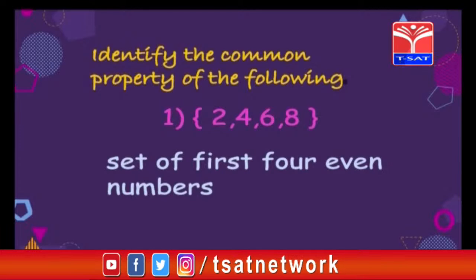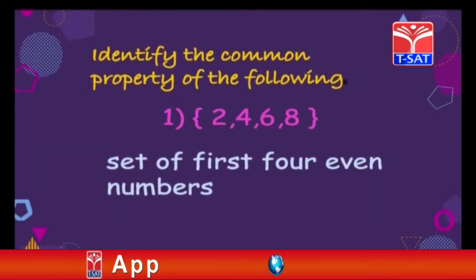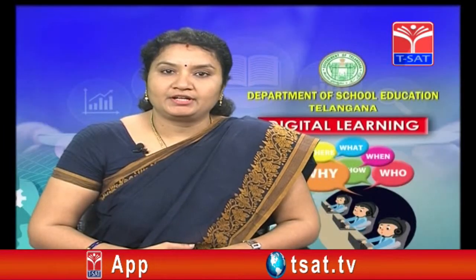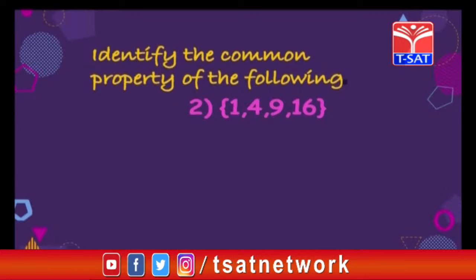So, this is the set of first 4 even numbers, which can also be called the set of first 4 multiples of 2. Now, let us try to identify the common property of the second set. The elements of the set are 1, 4, 9 and 16.